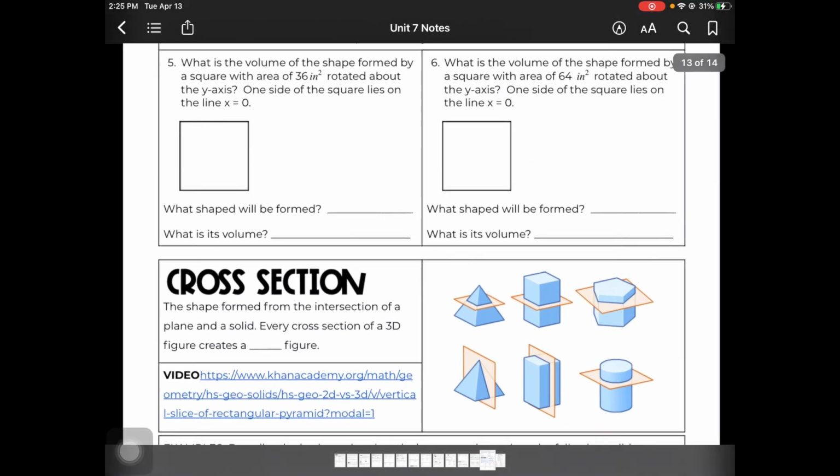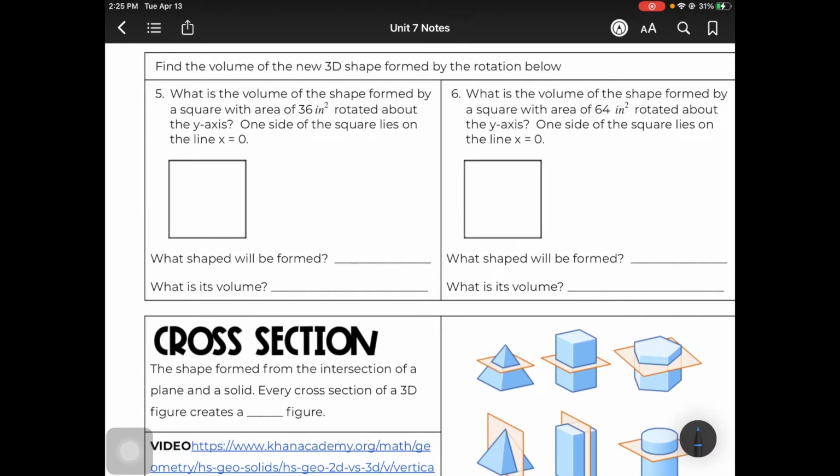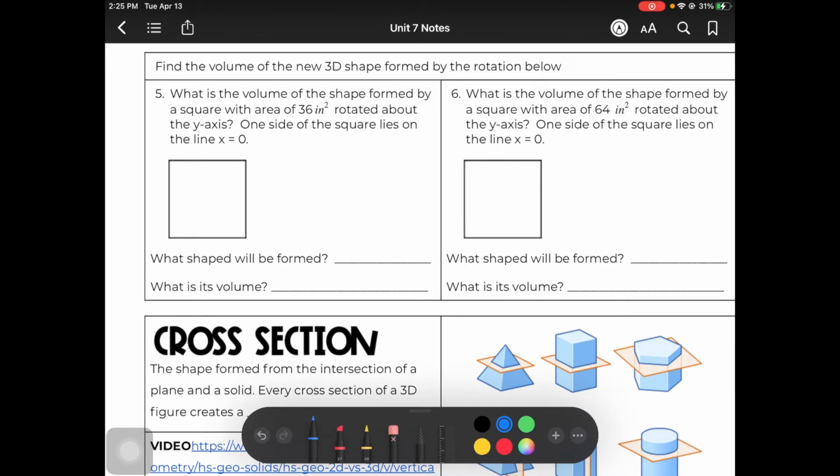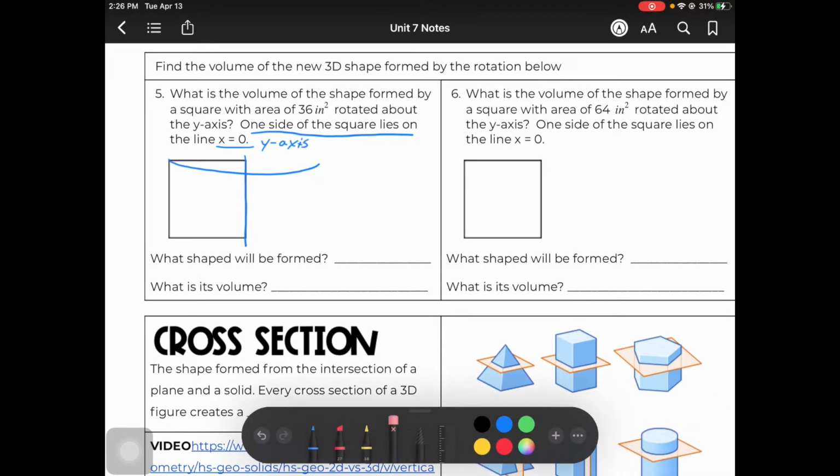Well, on the next picture, we're not going to get cones. When we rotate a rectangle or a square, you're going to get a cylinder. That's kind of a shortcut you can plan on. Anytime you're rotating a square or rectangle around an axis, you're going to get some kind of a cylinder. So when we do this, it does tell you that one side of the square lies on an axis. All right, and so when I rotate around that axis, and it says it lies on the line x equals 0, that is another way of saying the y-axis. Okay, x equals 0 is the equation of the y-axis.